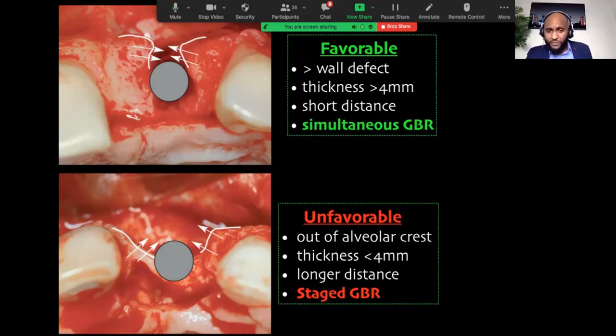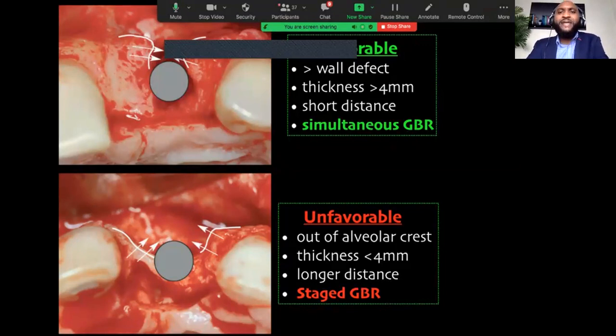An unfavorable defect will be where if you place an implant, it will be completely outside what we call the bone envelope. It's outside the alveolar crest. The thickness, for instance, here is less than 4 millimeters. Longer distance to cover, you probably therefore want to do a staged guided bone regeneration procedure where you graft and wait, then you will later come and place your implant.